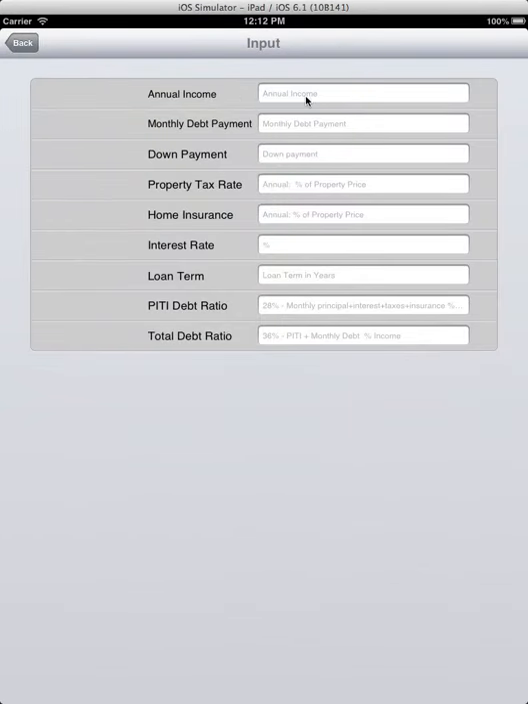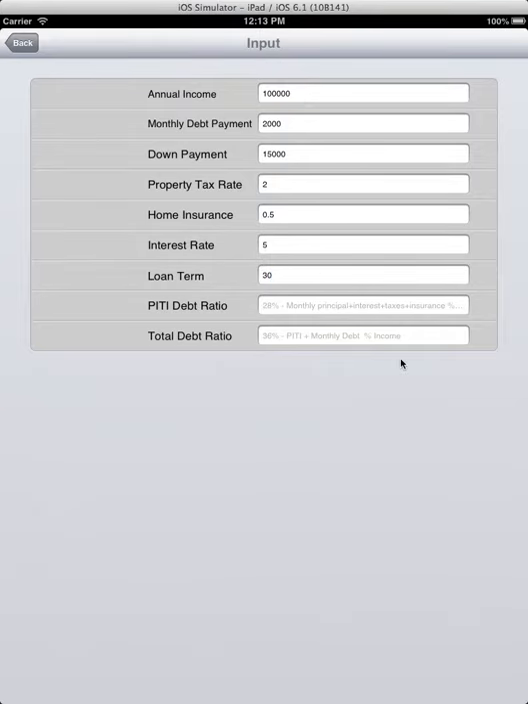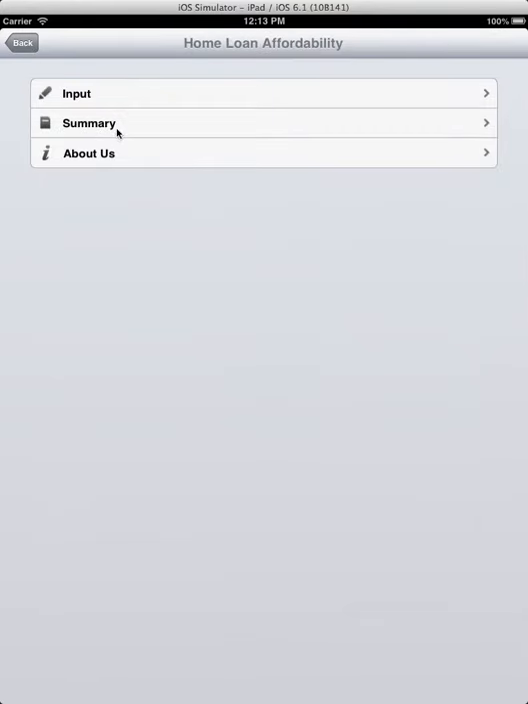So we enter the inputs, say annual income is 100,000, and monthly debt payment is 2,000. Down payment in dollar amount is 15,000, and tax rate is 2%, and say property insurance is 0.5%, interest rate is 5%, loan term is 30 years, and the PITI or total debt ratio are default 28 and 36%, but you can also change them.